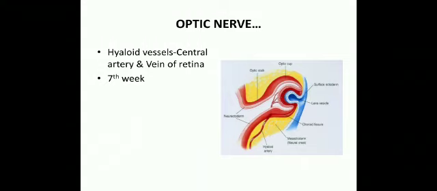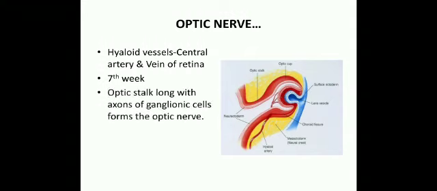The choroid fissure closes in the 7th week. As a result, the optic stalk along with the axons of the ganglion cells forms the optic nerve. Here we can observe the hyaloid vessels.